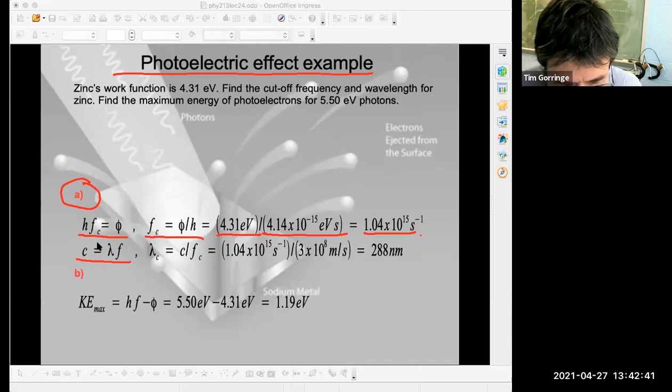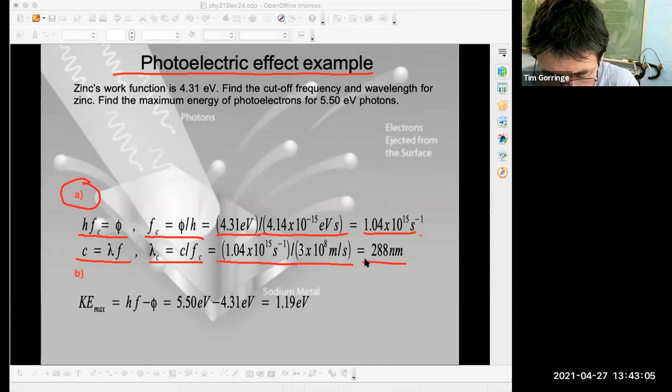We can find that maximum wavelength by the wavelength frequency speed of light relationship. Speed equals lambda f. I'll just rearrange it: the cutoff wavelength is the speed of light divided by the cutoff frequency. And then I can just fill in the frequency and the speed of light and I get 288 nanometers. That's the longest wavelength that will emit electrons from nickel. This is the lowest frequency that will emit electrons from nickel.